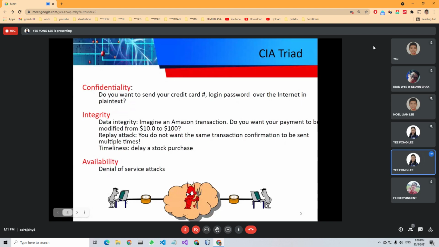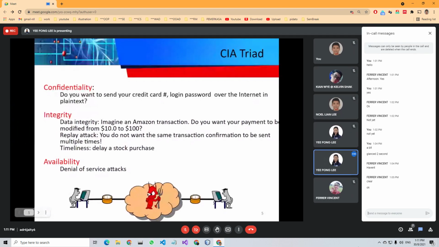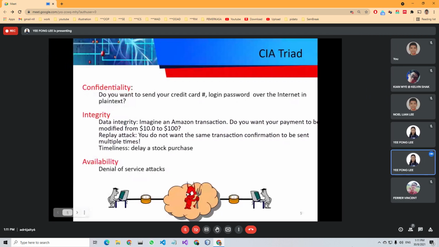This is availability, to ensure data is constantly available for authorized parties. Availability can sometimes be influenced or affected by human errors, hardware failure or software failure, maybe a power outage or natural disaster, or maybe network failure. All this might cause data unavailability.